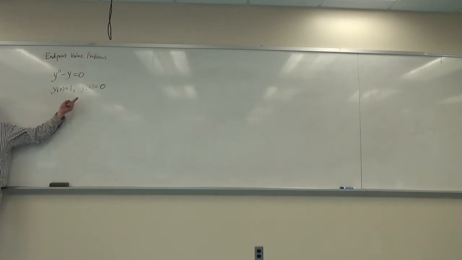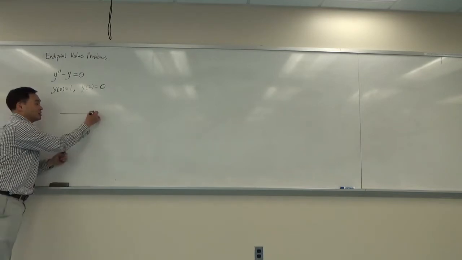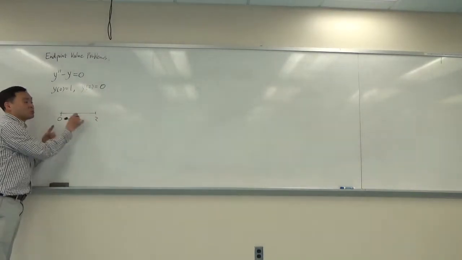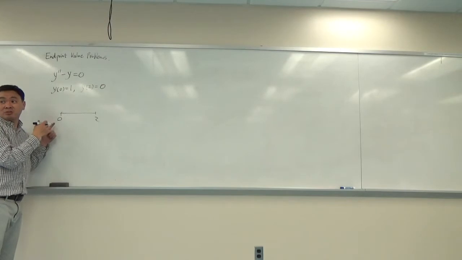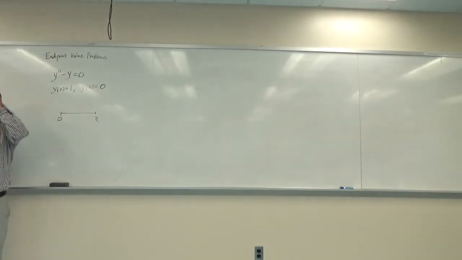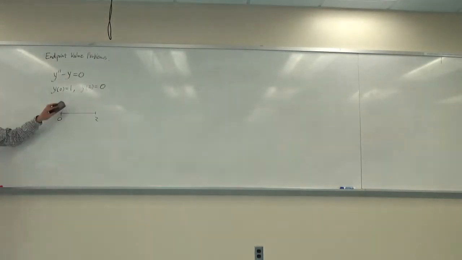Now this one, on the other hand, is an endpoint value problem because I'm giving the information about y at x equal to 0 and x equals 2. So it's like information at 2 endpoints of an interval. That's why this one's called an endpoint value problem. So how do you solve this?